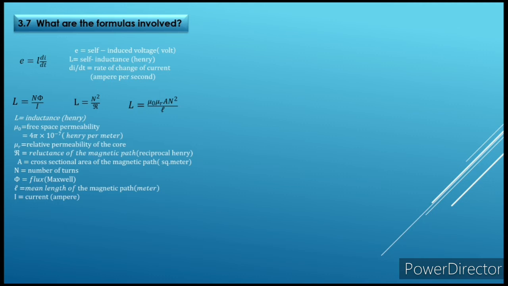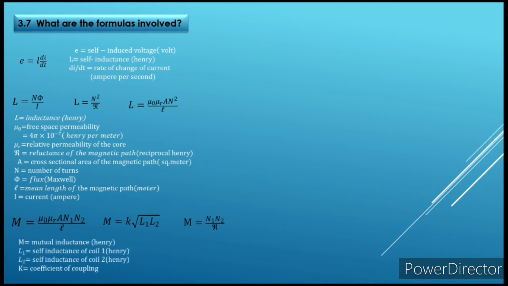And we have also another formula, this one for mutual inductance. M is equal to free space permeability times relative permeability times area times N1 times N2 over the length. And another one, M is equal to K times the square root of L1 times L2. And the other one, M is equal to N1 times N2 over the reluctance, where M is the mutual inductance, unit is in Henry. L1 is the self-inductance of coil 1, L2 is the self-inductance of coil 2, and K is the coefficient of coupling.